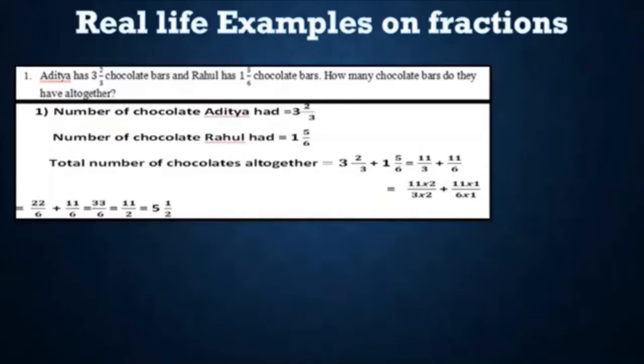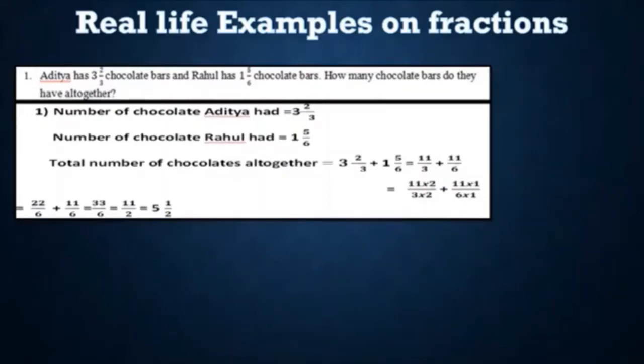So it will be 11 into 2 by 3 into 2 plus 11 into 1 by 6 into 1, which is equal to 22 by 6 plus 11 by 6, and which is equal to 33 by 6. Now we will have to simplify 33 by 6. So when you simplify it by 3, we will get 11 by 2.